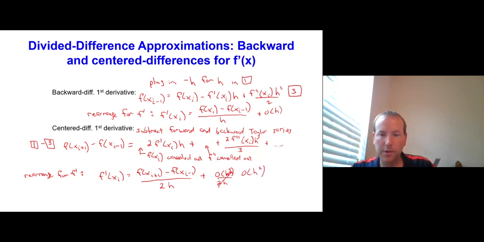So the really important result to notice here is that the centered divided difference formula has an error on the order of h squared, which is going to be smaller than the error from the backward divided difference formula, which is on the order of h.